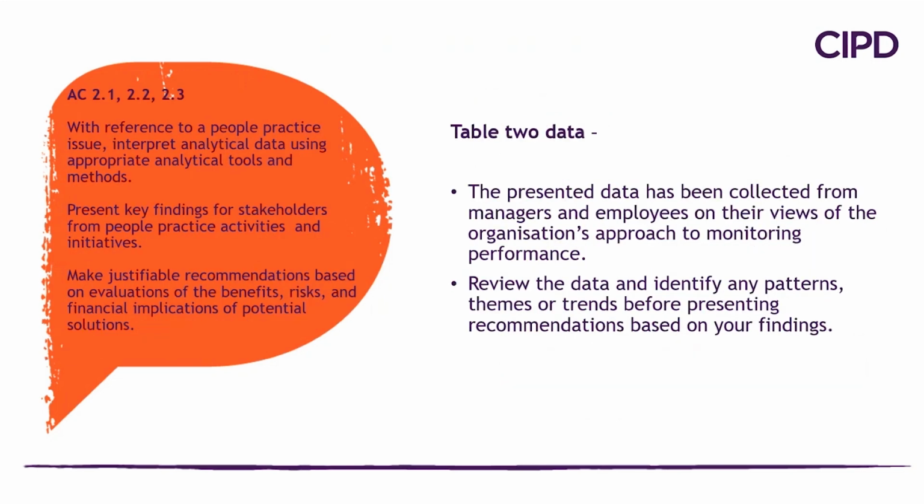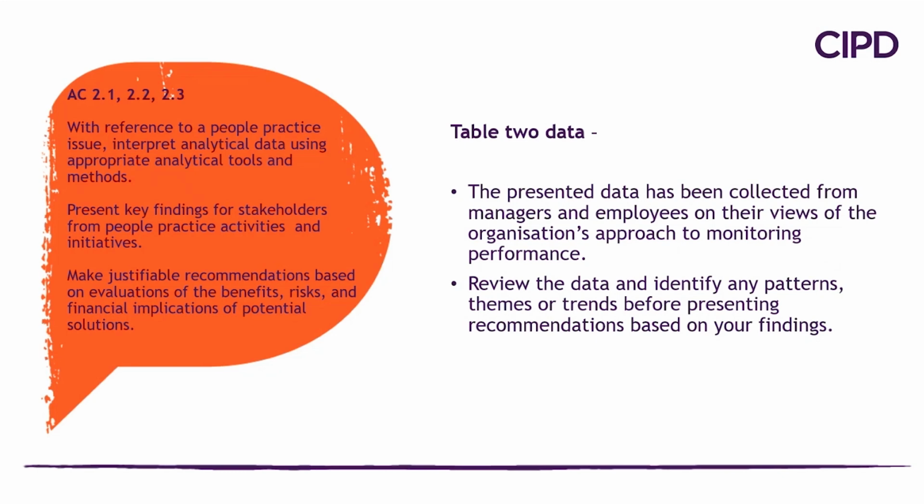Next slide, please. So table 2 data. Table 1 data is basically quantifiable data. For table 2 data, what we're asking you to do is look at some qualitative data. Qualitative data tends to give us themes and patterns because it's often written. There are tools that we can use to pick up keywords and search for patterns within the data, but for this it's quite a simple task. Again, I'm just reiterating, this is coverage of 2.1, 2.2 and 2.3.